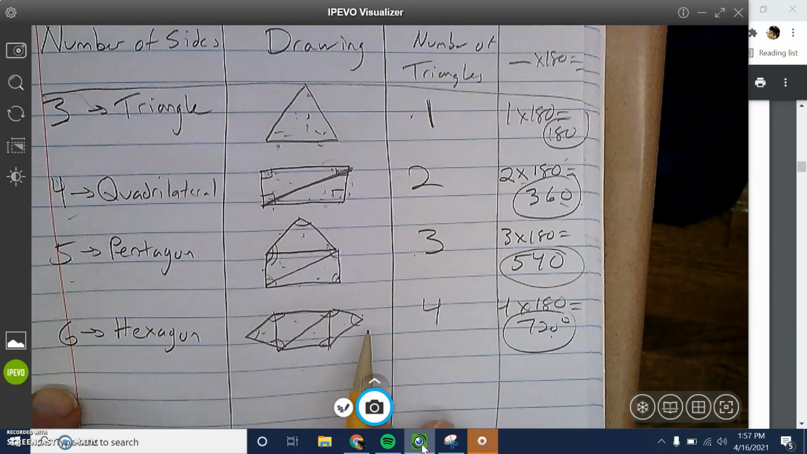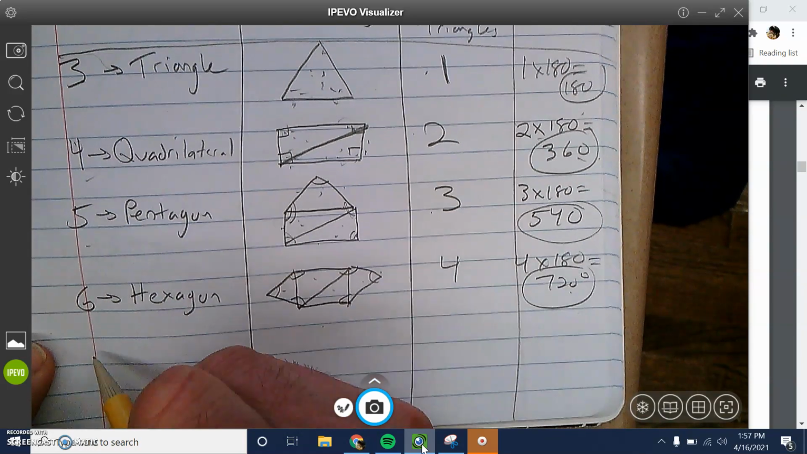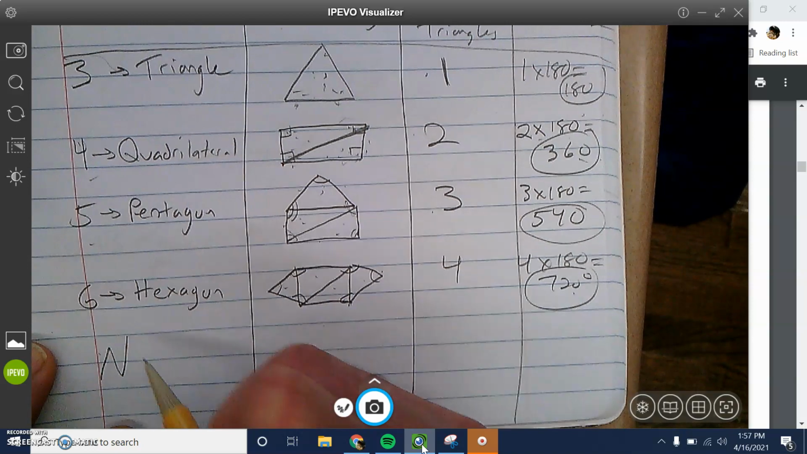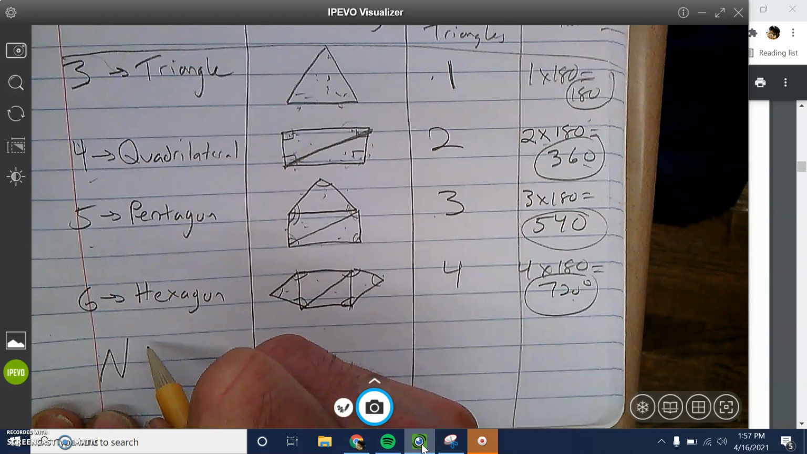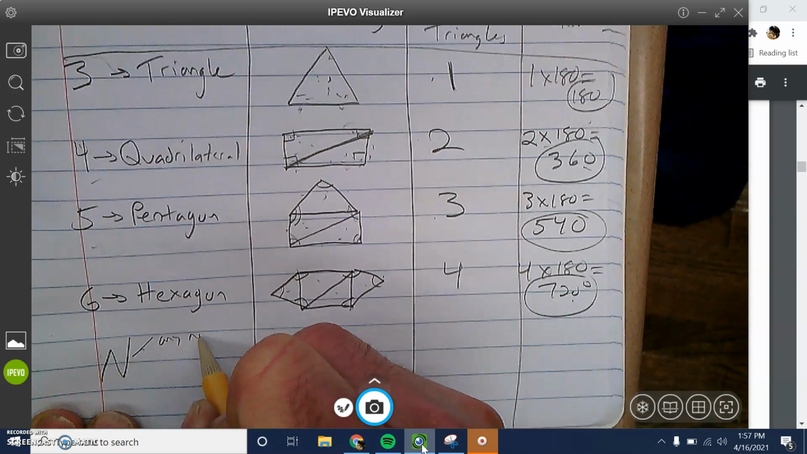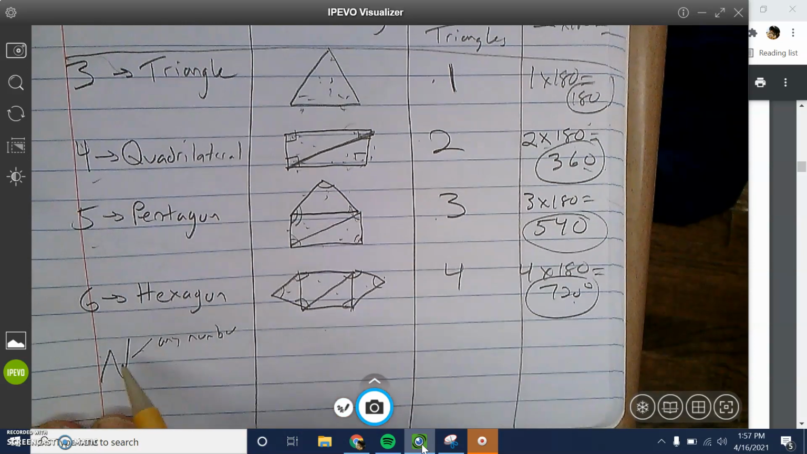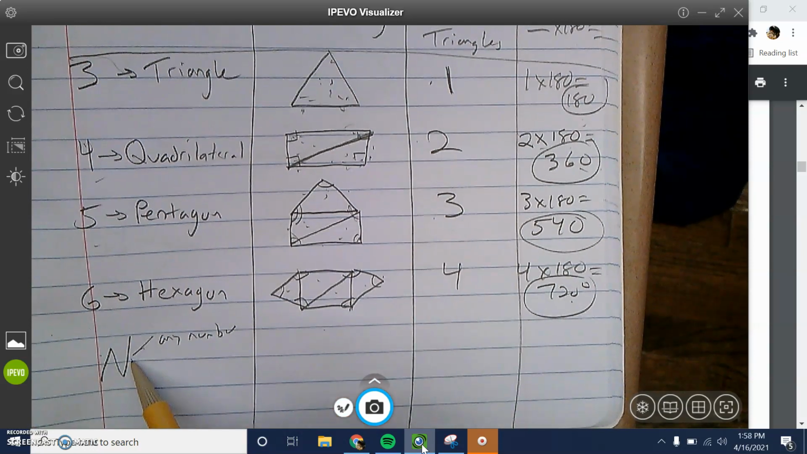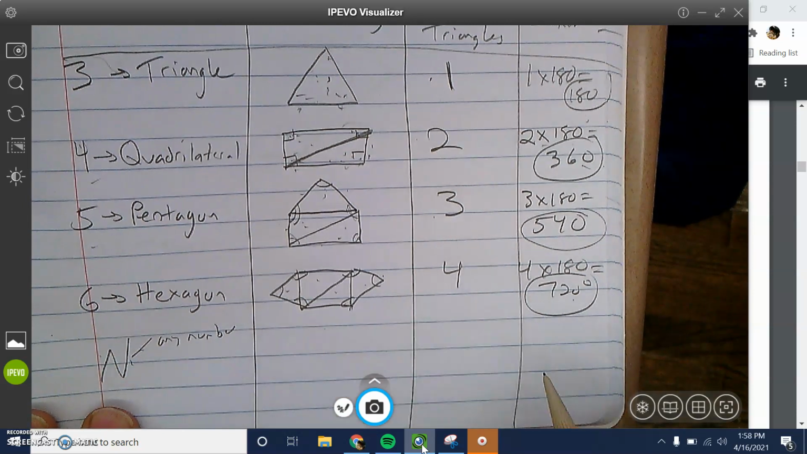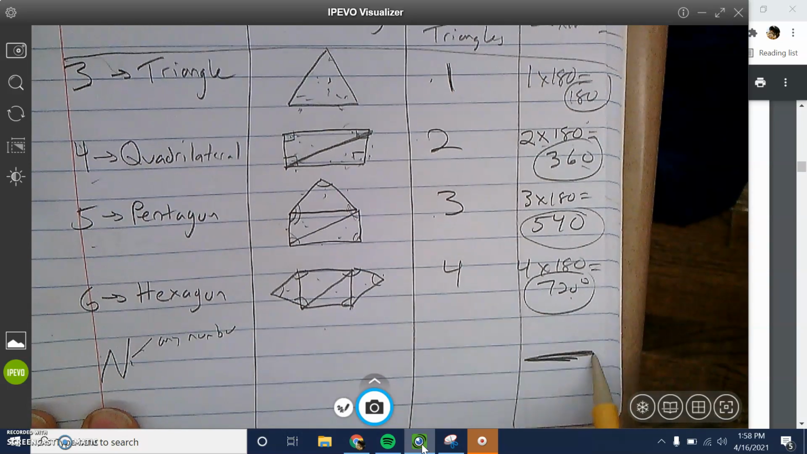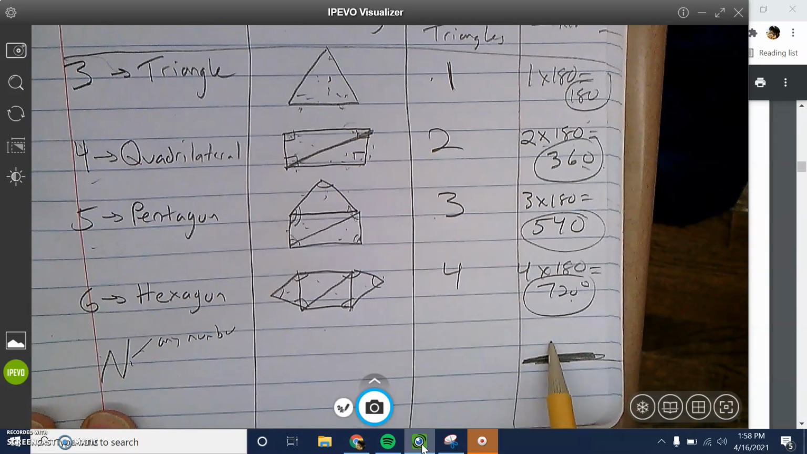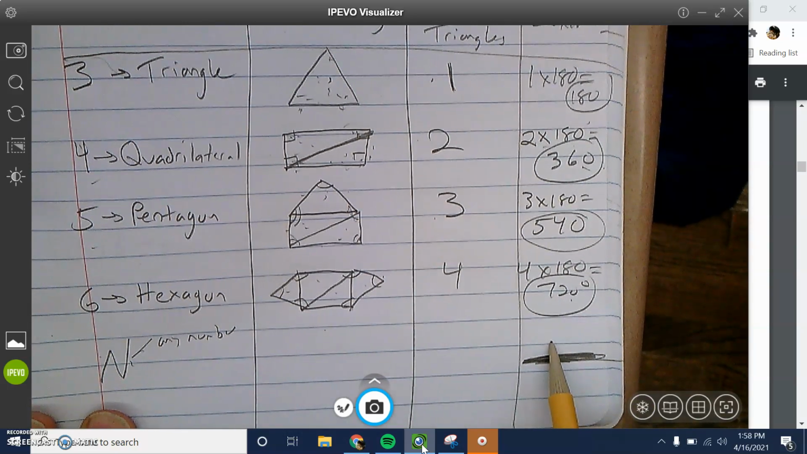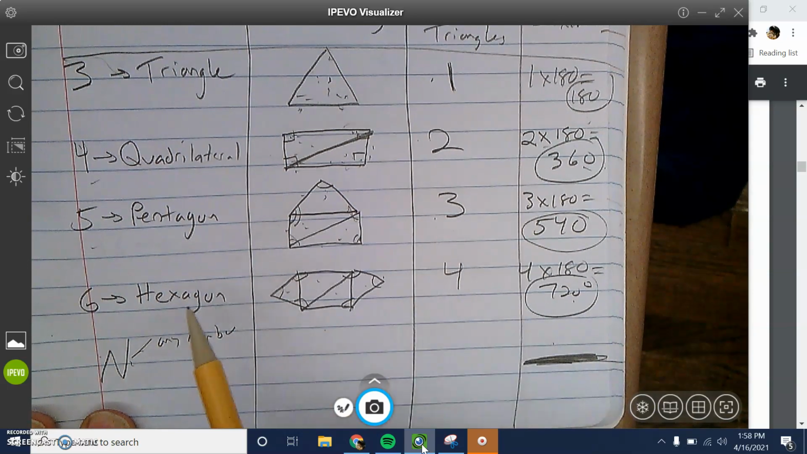Okay? Now, do we see a pattern here? What if I gave you n sides? Which means n could be any number. Like 8 would be an octagon, 9 would be a nonagon, 10 would be a decagon, etc. So if I gave you any number of sides, how could I know how many degrees all the interior angles are? Does anyone see a pattern?